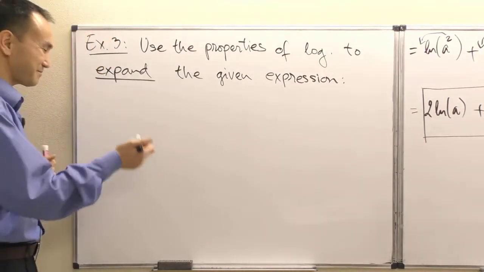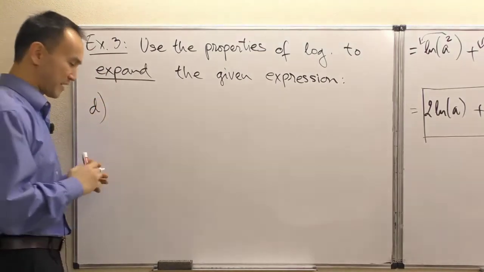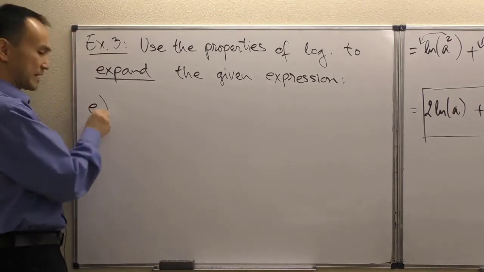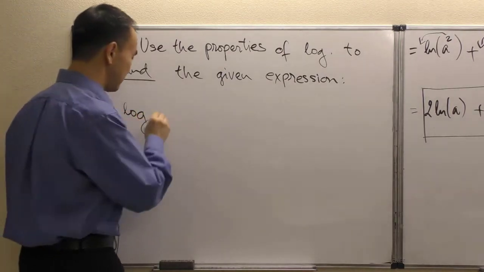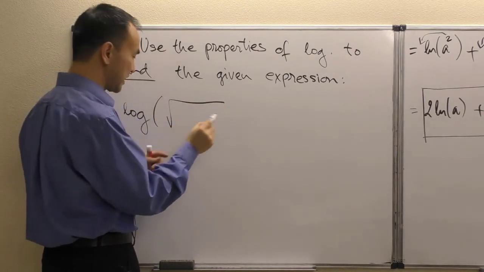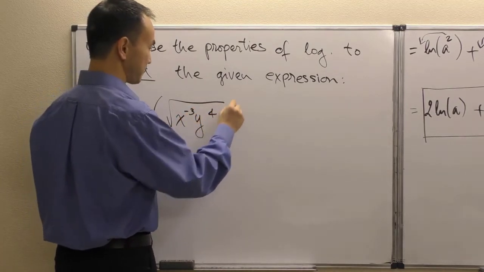Okay, and so now let's look at part E of the example. So now how about we switch back. I'm using a log base 10 right here. Now I'm having a square root of, and then inside the square root, x to the negative 3, y to the 4th. All right.